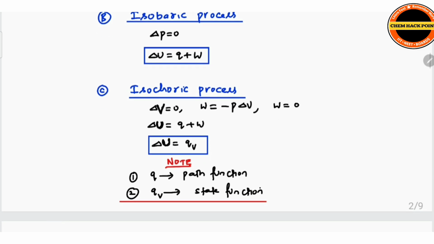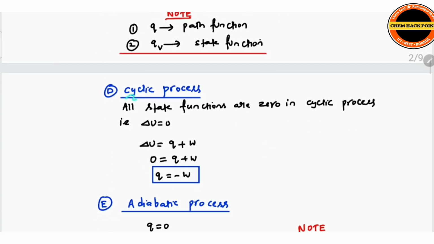One important note here: Q is a path function, we studied in previous video. See, basic terms of thermodynamics we studied in previous video, if you did not watch it. QV is a state function, because delta U is equal to QV and delta U is a state function, so QV behaves like a state function. Cyclic process, all state functions are 0 in cyclic process, that is delta U also 0. Delta U is 0, then Q is equal to minus W.